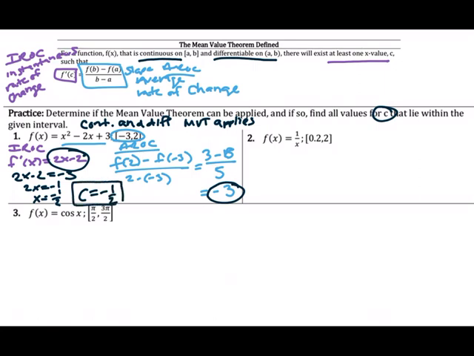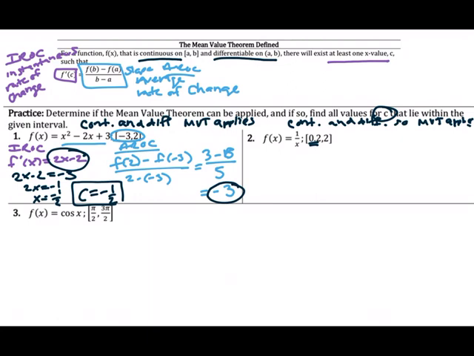I encourage you to pause the video and see if you can work through number 2 on your own. I'm going to give you a little hint. I would actually rewrite this point 2 as a fraction, 1/5. So hopefully you have had time to work on this. Number 2, this function is continuous and differentiable. So MVT applies.